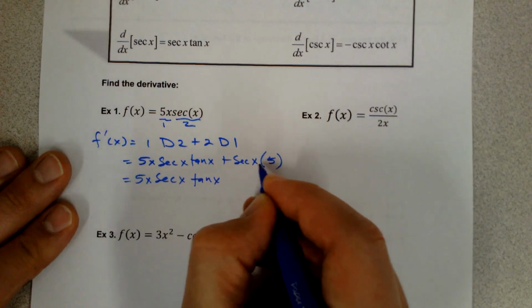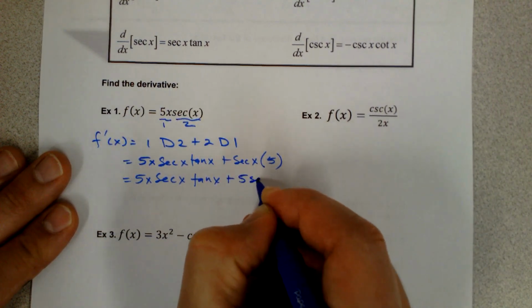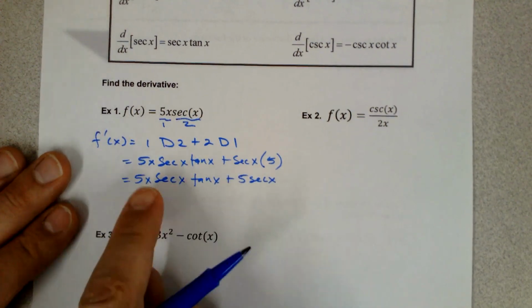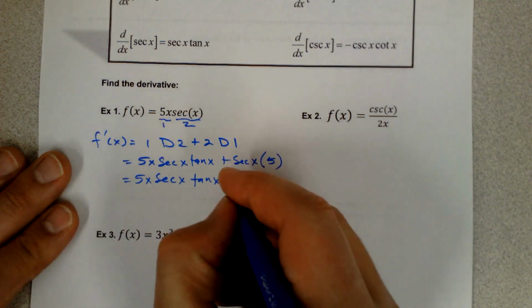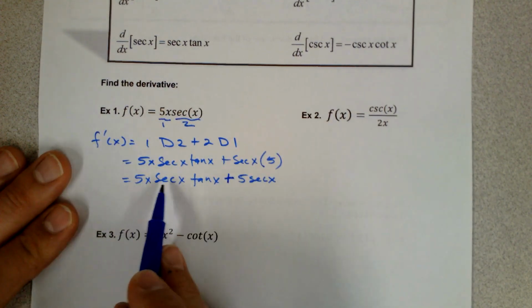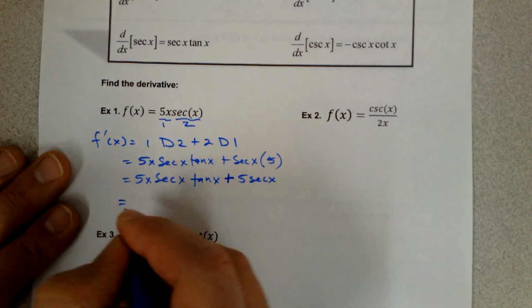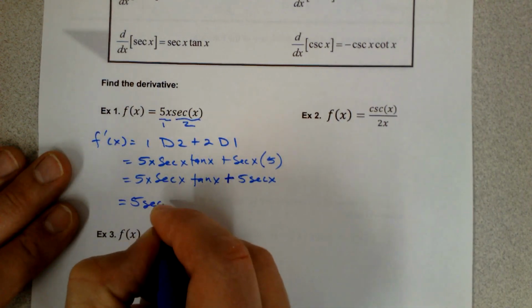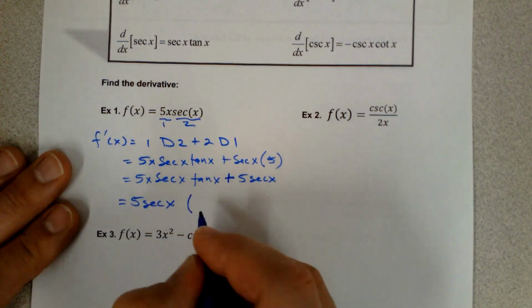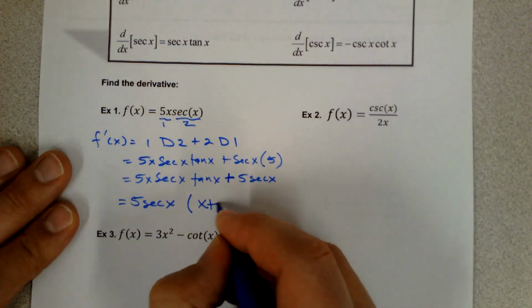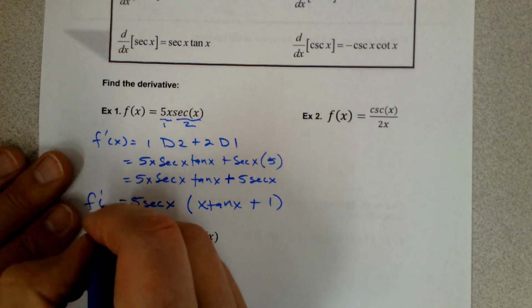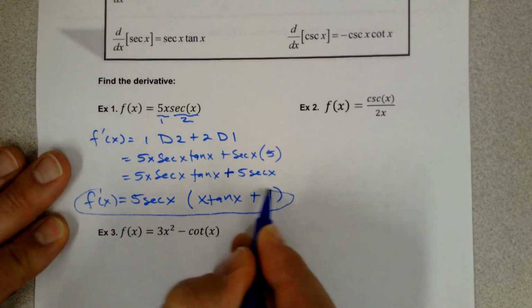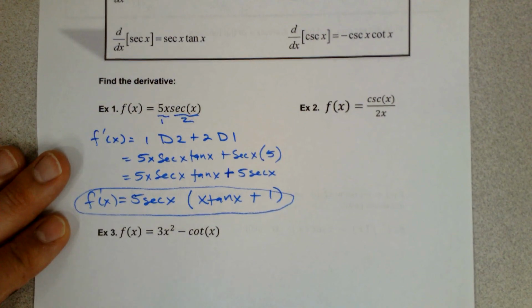So I simplify that, and I'll write that in front. It's not x times 5, it's 5 secant of x. Now there is one little thing I can do. Remember, terms are separated by that plus sign. Both of these terms have a 5 and a secant of x, so I can factor that out. That leaves me with a binomial inside: x tangent of x, plus 1. So the final answer is 5 secant of x times x tangent of x plus 1.